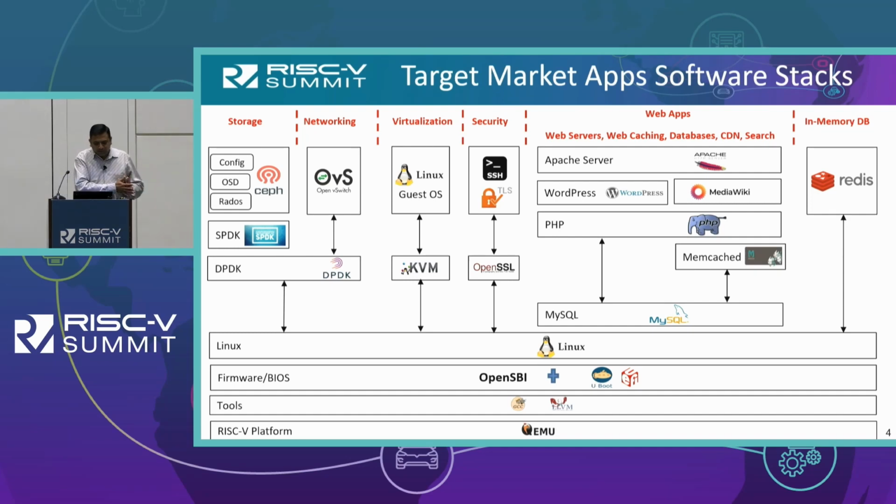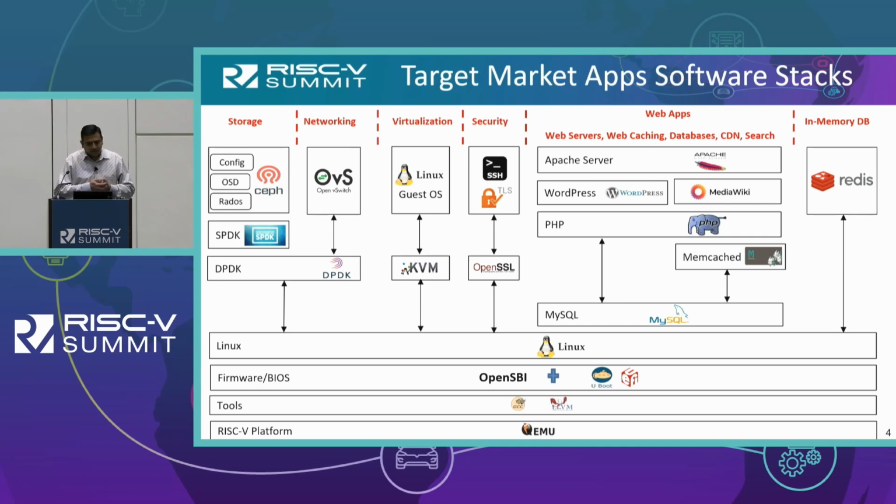So storage-wise, there is Ceph. We ported SPDK and DPDK for the networking and storage side. We'll talk about that a little bit more in the porting section. And then OVS as well, which is Open vSwitch. So for storage and networking, these apps can be built, and they are available today. We have a GitHub where we'll post the SPDK, DPDK, OVS pieces that were ported by us.